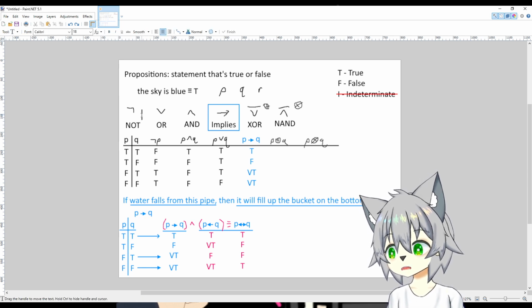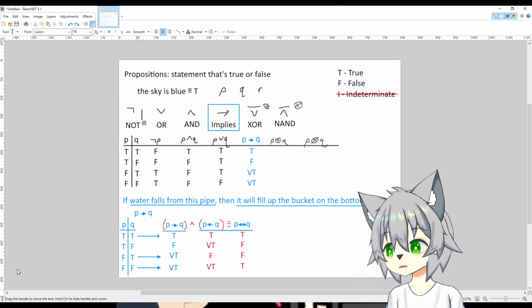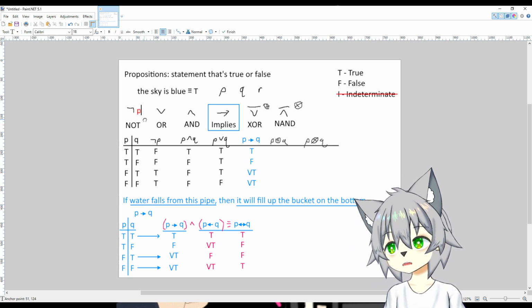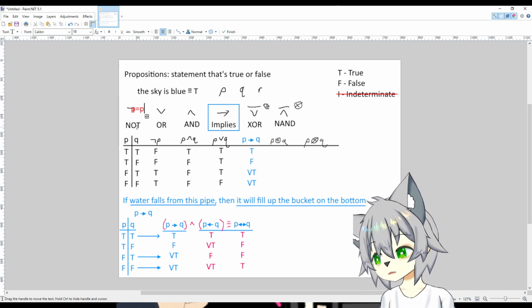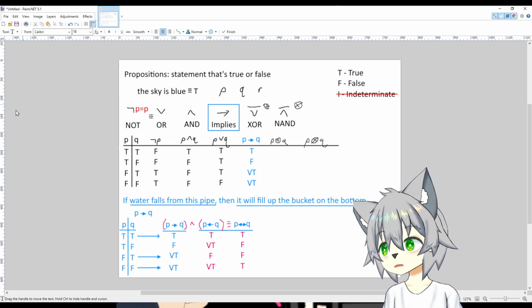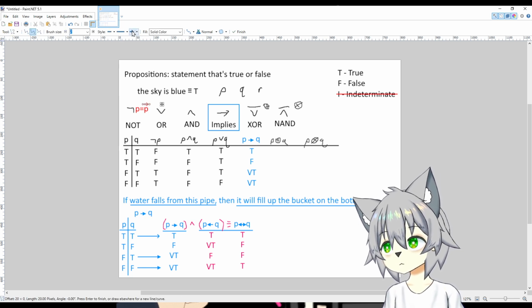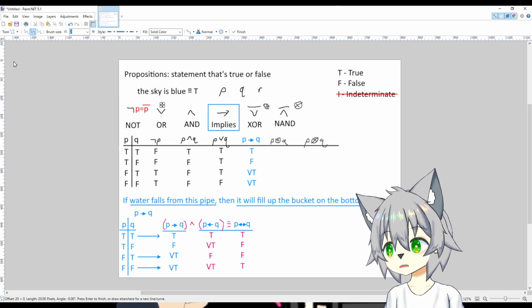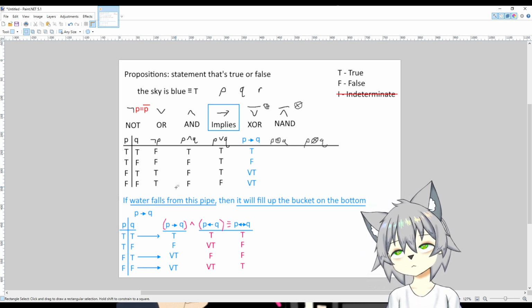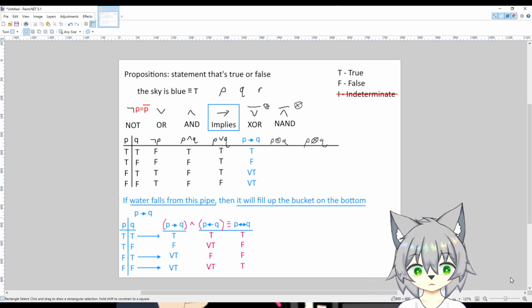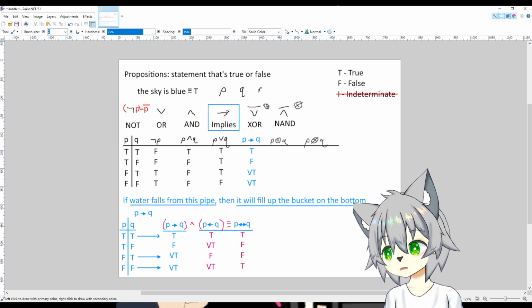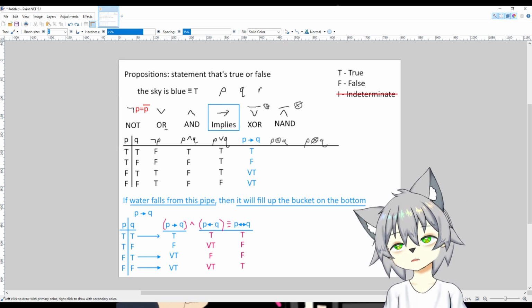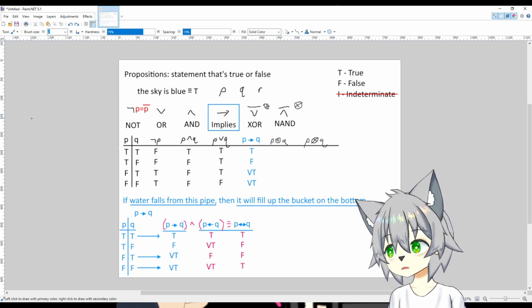So let's do something like P here. Not P is also the same thing as this, where we just put a bar on it without an arrow. There we go. That's not P. Same thing. It's basically the same thing as parentheses, not P. But I'll go ahead and leave that there for what it's worth.